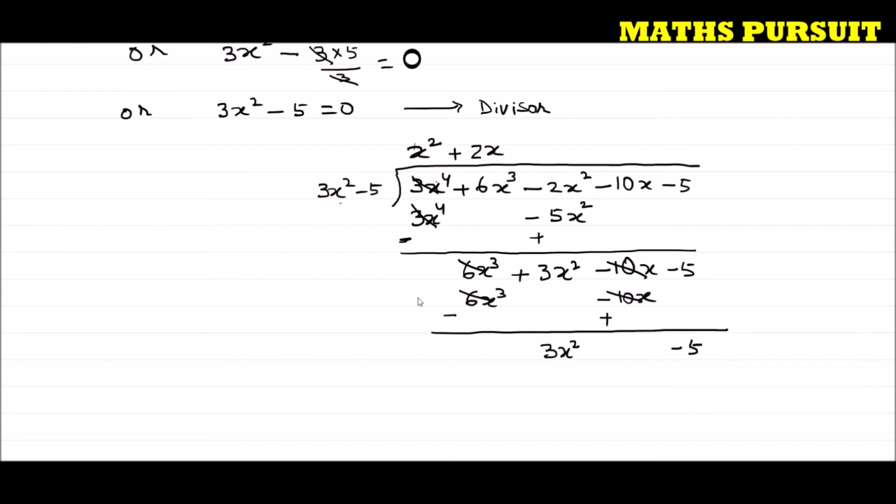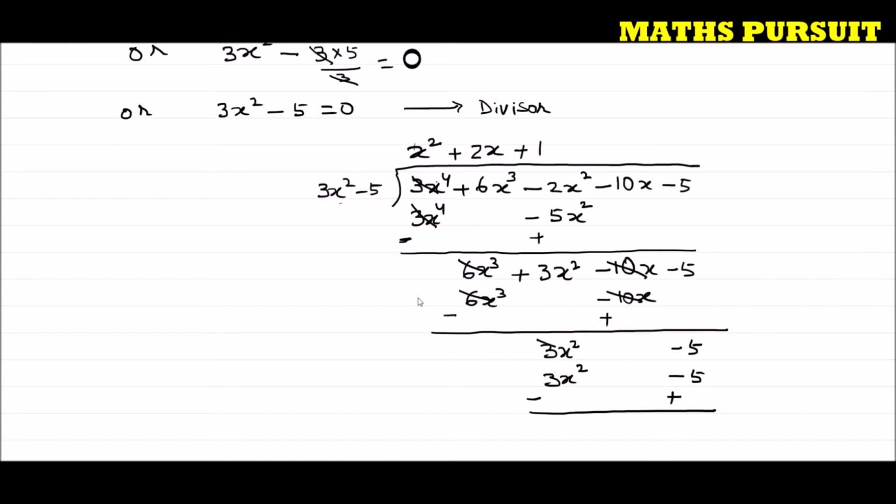Now what should I multiply? Here we have 3x to the power 2, and here we have 3x to the power 2. What should I multiply with this 3x to the power 2 so that I can get 3x to the power 2? Again, the answer is very simple and straightforward. Simply we need to multiply with 1. If I multiply the divisor with 1, then I am going to get 3x to the power 2 minus 5. And again, I am going to reverse the symbols to negative, and here also to positive.